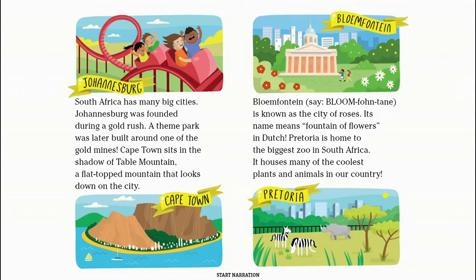Pretoria, down below, is home to the biggest zoo in South Africa. Have you been to a zoo before? What kinds of animals did you see at that zoo? Maybe some of those animals were at the zoo in South Africa too. I see zebras and what else? A rhino. The zoo in Pretoria houses many of the coolest plants and animals in our country, says David.